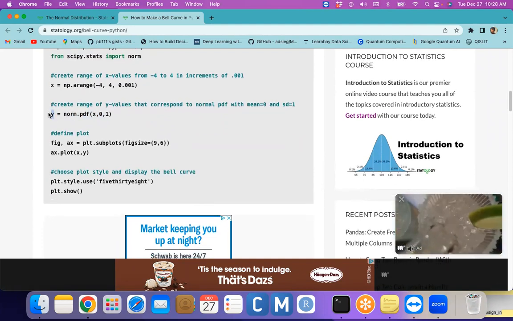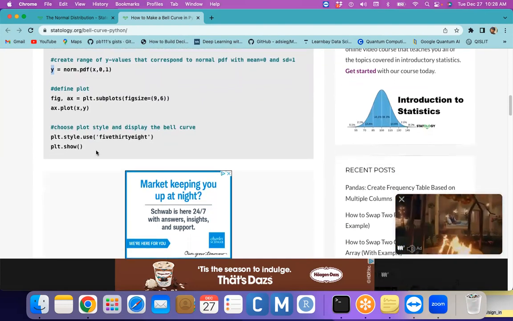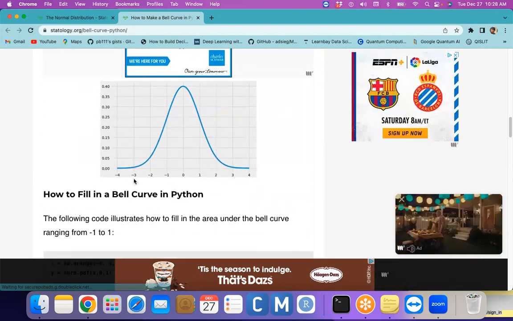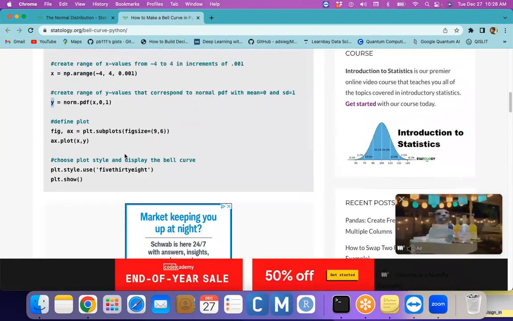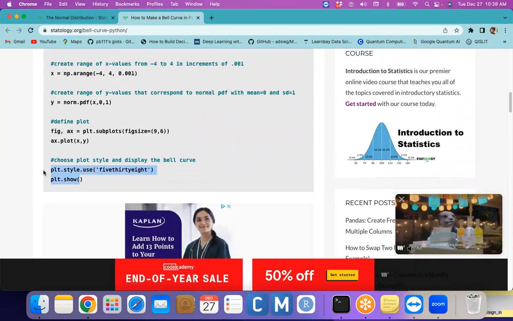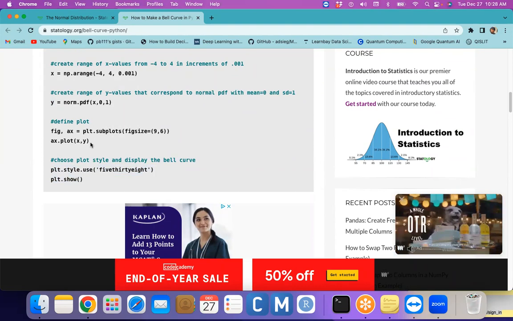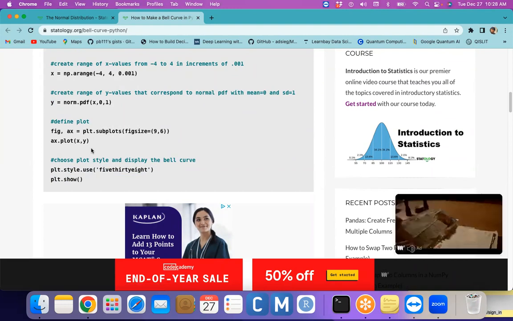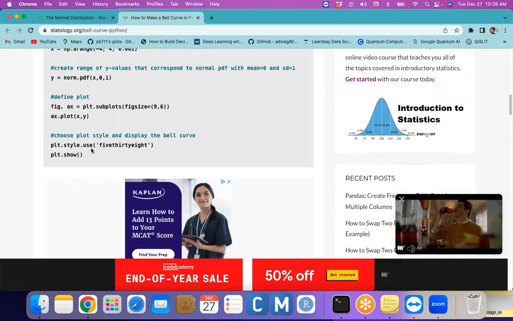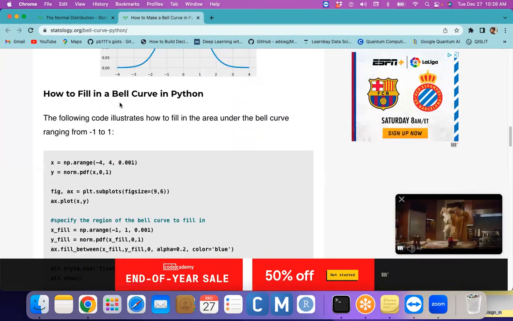So here y is your normal distribution. Now we are plotting x comma y. This is the bell curve we get for this particular program. This is the plot the program shows. So when you plot x comma y, we get this kind of bell curve. And how do we fill the bell curve in Python?